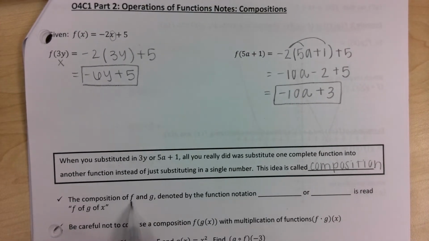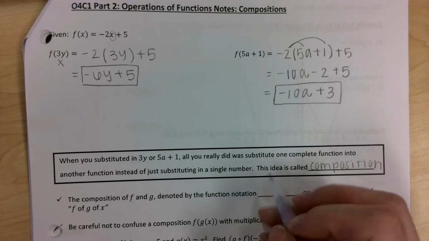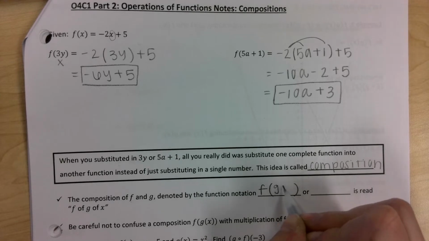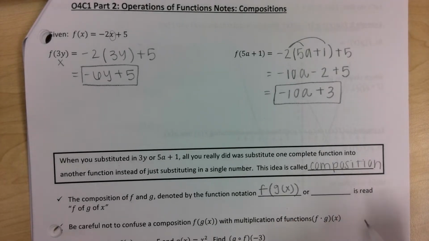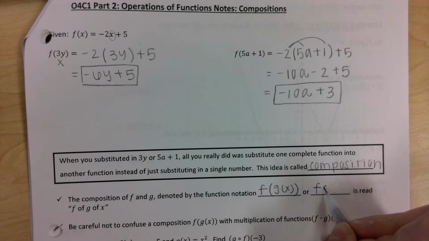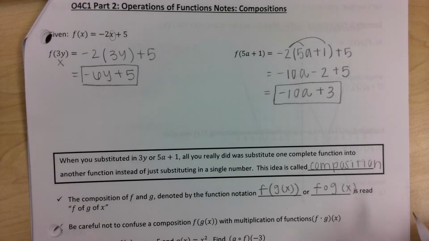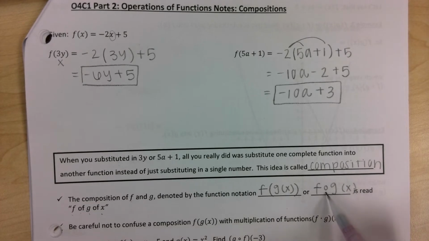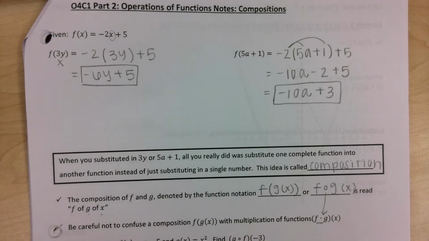So the composition of f and g, where f and g are both functions, is denoted by these two notations. I could write it as f, and then inside of my parentheses, I have my function g of x, or I could write it as f, and then a little open circle, g of x. Okay, these are both read f of g of x. If you decide to use this little open circle, notice that it is quite similar to multiplication. Take your time when you're looking at problems so you can tell the difference between multiplication problems and composition problems.